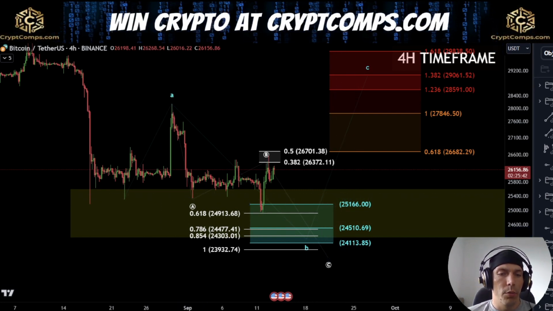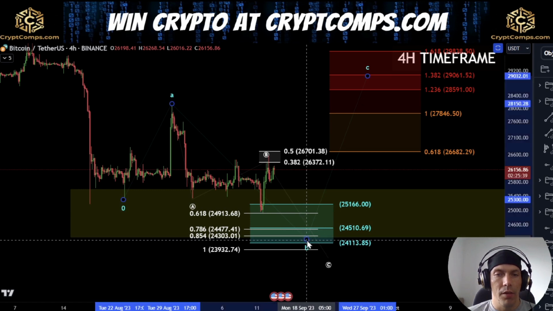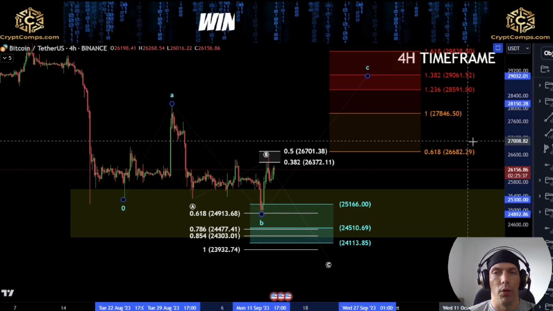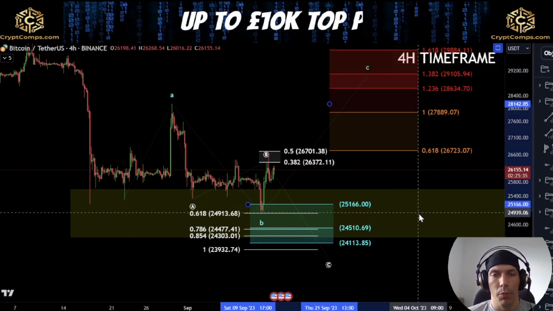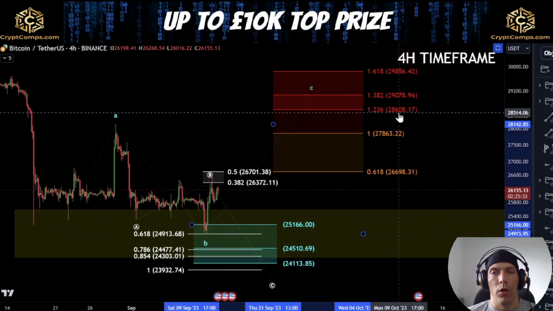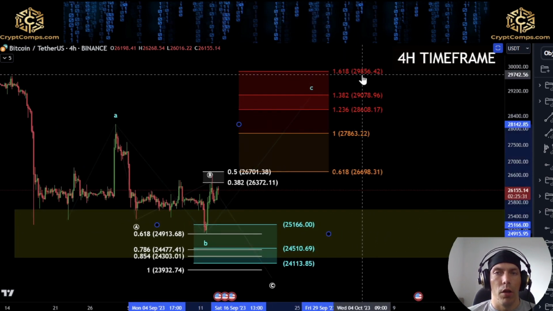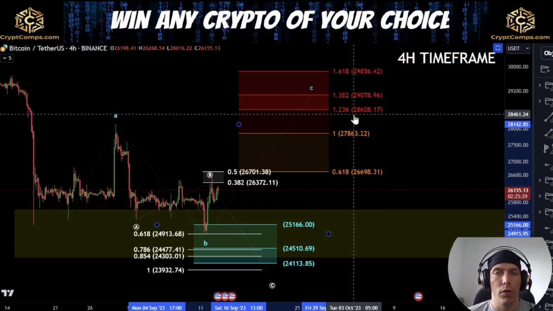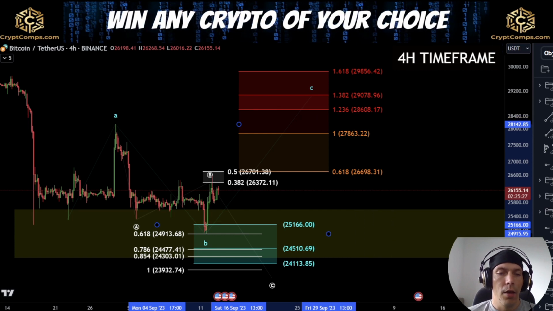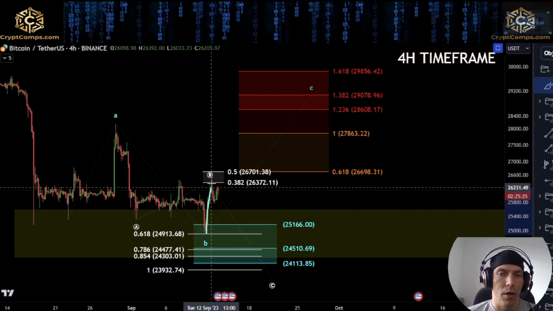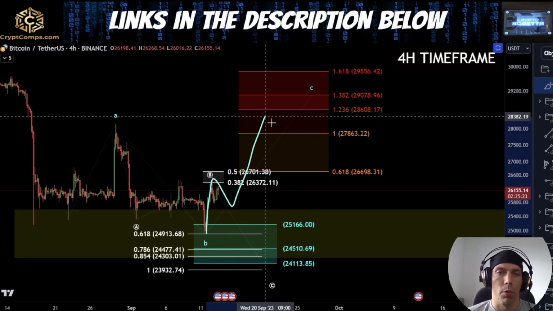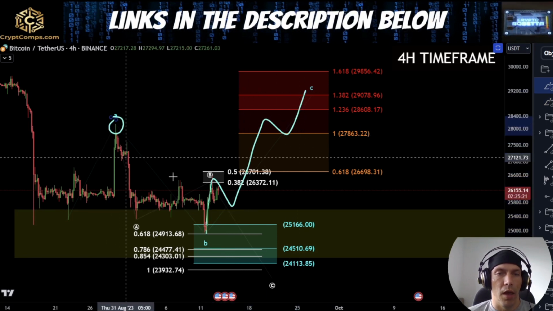Now it is also possible that this move could already be completed in a B wave over here, and we could be looking for a C wave to the upside, in which case our target would be this zone of this 29,856 to this 28,608. And what we would be expecting to see here is 1, 2, 3, 4, and 5, looking to sweep this A wave high.